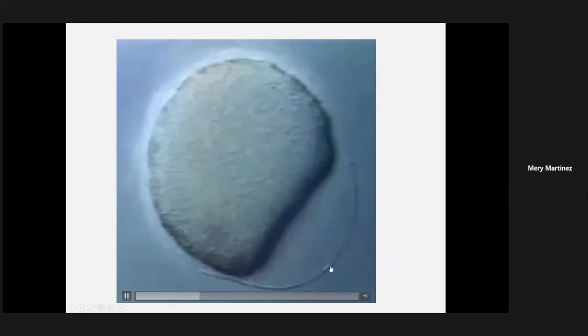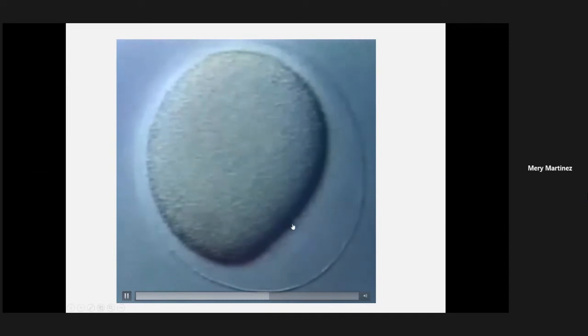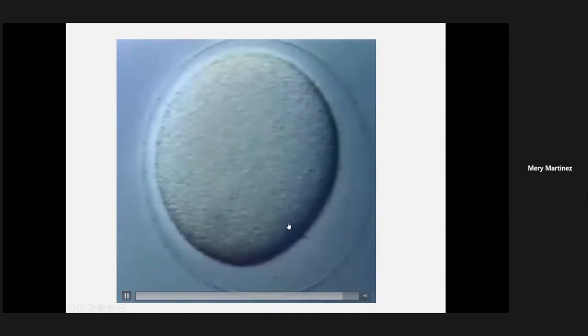So now we're going to see a little video that is going to show that cortical reaction. So this is the egg. There are sperm going to be around, and then we're going to see what happens in real time. You see how it starts swelling, water rushes in, and it's very, very quick, right? I'm going to show it again.